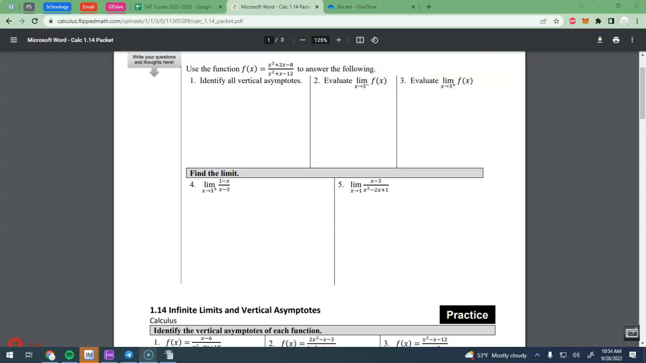It's a vertical asymptote. There are three things that can happen: infinity, negative infinity, and does not exist. From one side, there are only two options, positive and negative infinity. From two sides, you can get positive infinity, negative infinity, or it doesn't exist. So we have to check those.